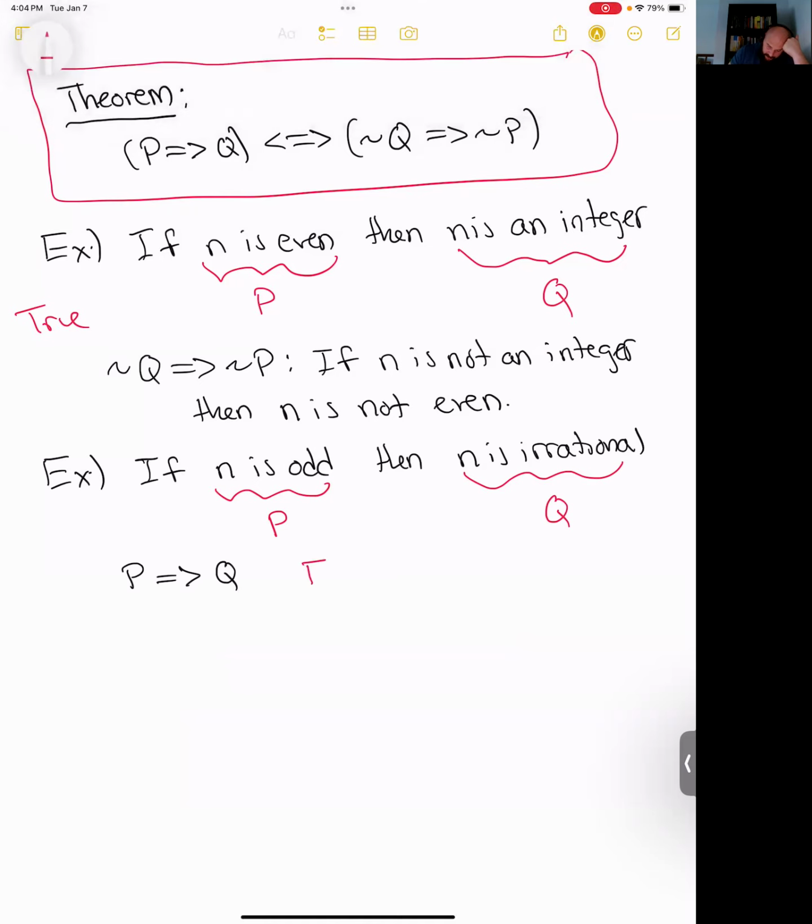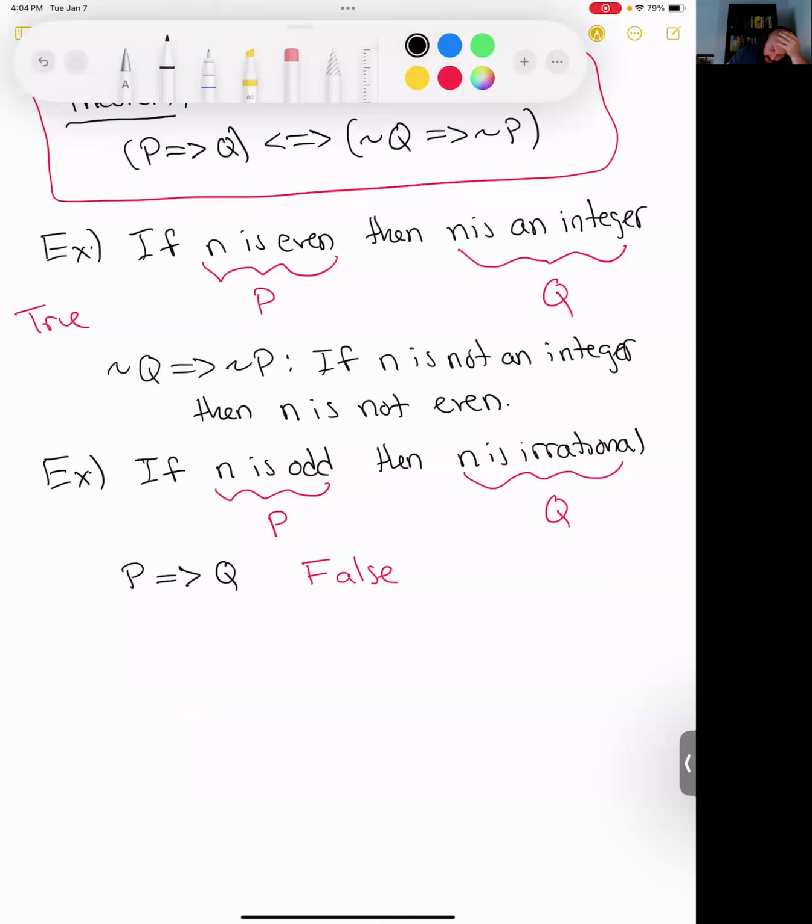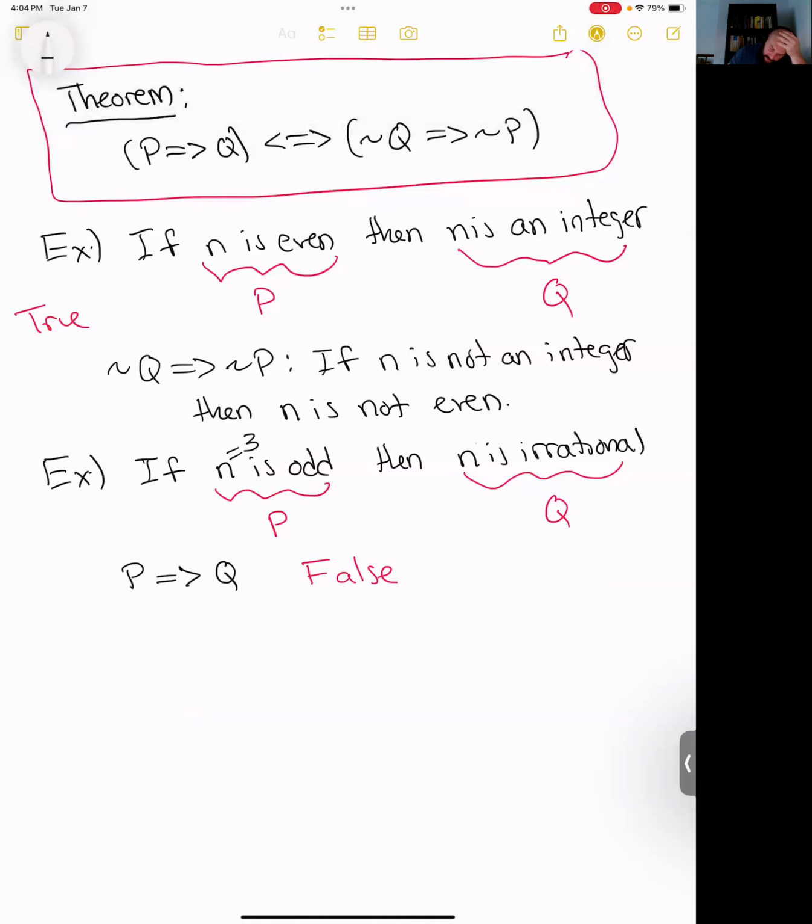Well, maybe I should be a little more specific. So let's just say n equals 3. So if n equals 3 is odd, then n equals 3 is irrational. This is false because n equals 3 is odd, but n equals 3 is not irrational. So the implication is lying to us. Okay, but let's just play with the expression. So what is the contrapositive? So the contrapositive should also be lying to us.